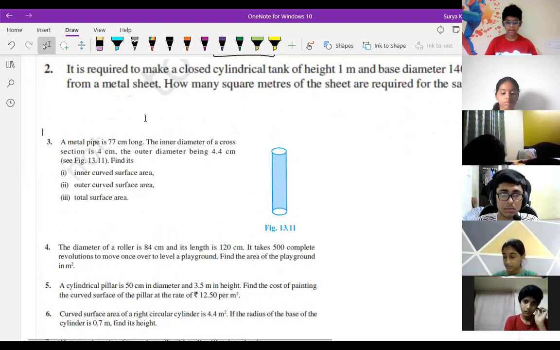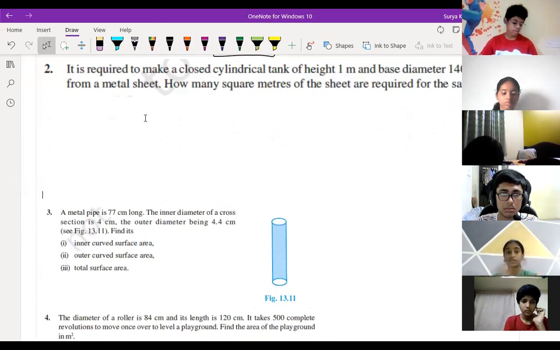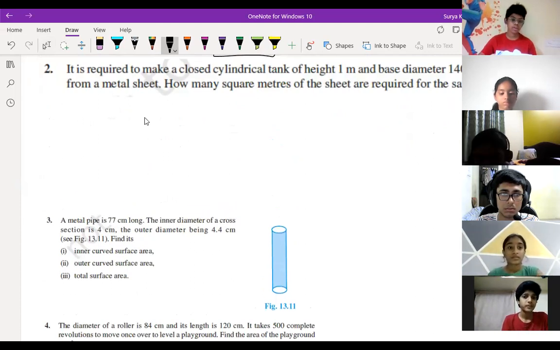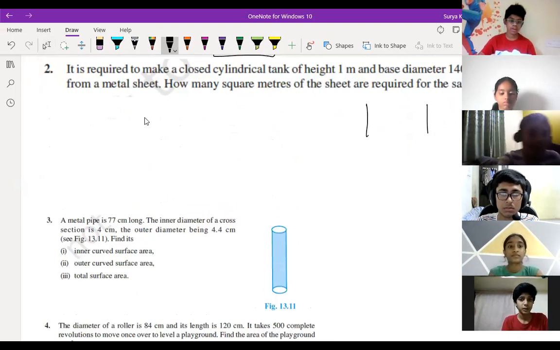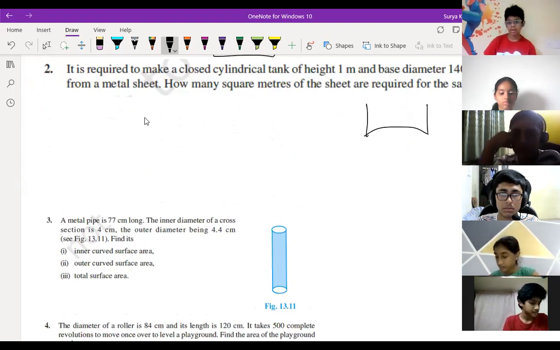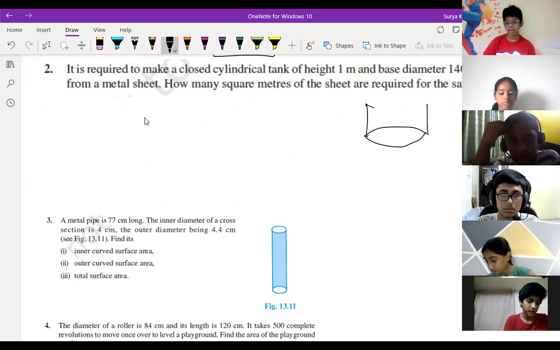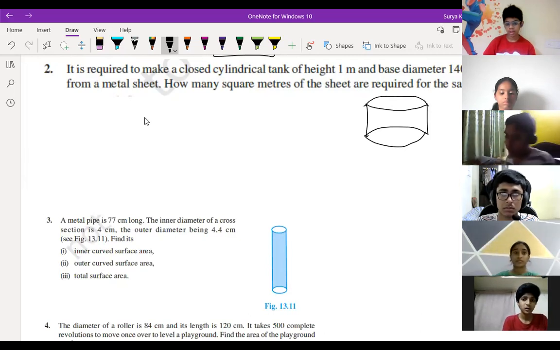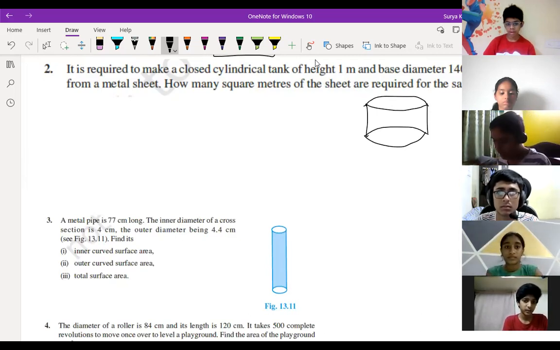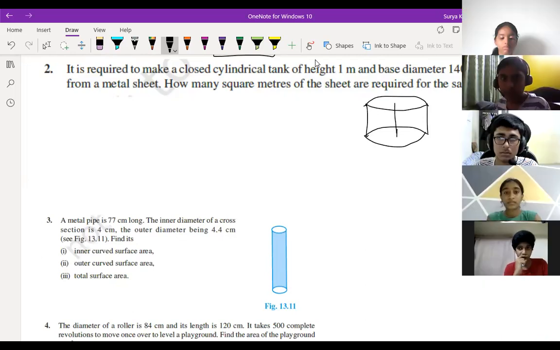Next question, number 2: it is required to make a closed cylindrical tank. So what did we get as the diameter in the previous question? Diameter is equal to 2 centimeters. I got 2r is equal to 2, sir. Yeah, 2r is nothing but the diameter only, right? Okay, sir.